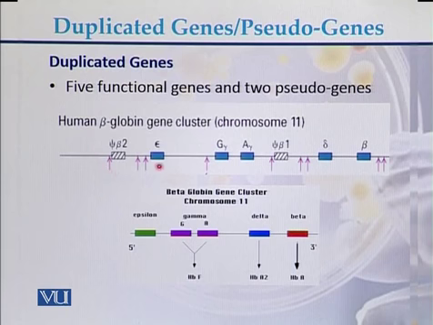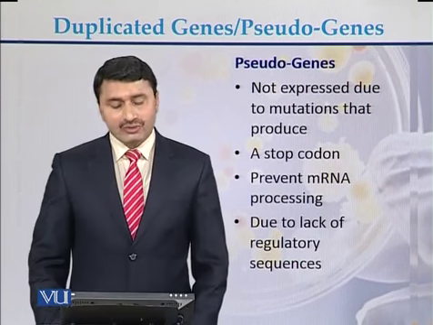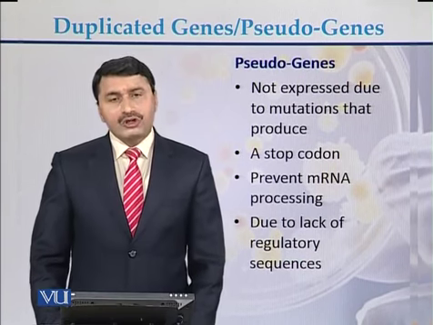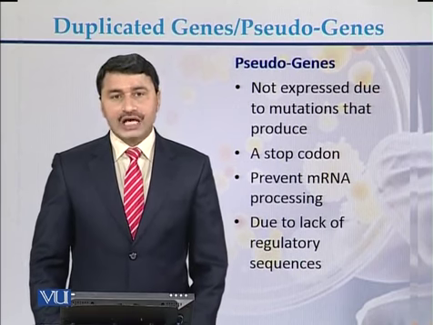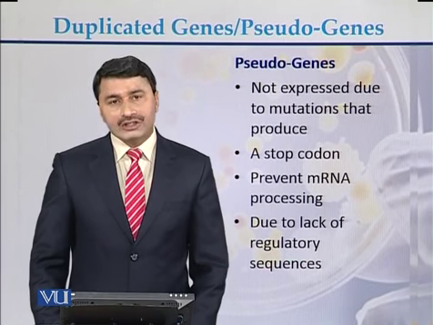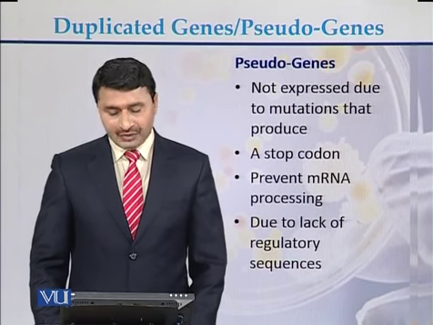In addition to these 5 functional genes, which are epsilon, gamma, delta and beta, we can also see that on chromosome 11 of the human genome there are 2 other genes, beta 1 and beta 2, they are pseudogenes. What are pseudogenes? Pseudogenes are usually not expressed due to the mutations which are present in the sequence of the genes.